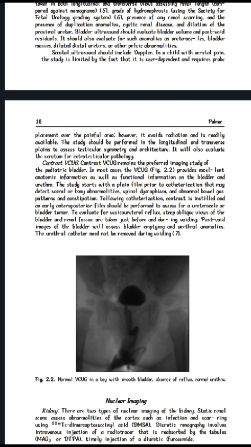To evaluate vesicoureteral reflux, oblique views of the bladder and renal fossae are taken just before and during voiding. Post-void images of the bladder will assess bladder emptying and urethral anomalies. The urethral catheter need not be removed during voiding.